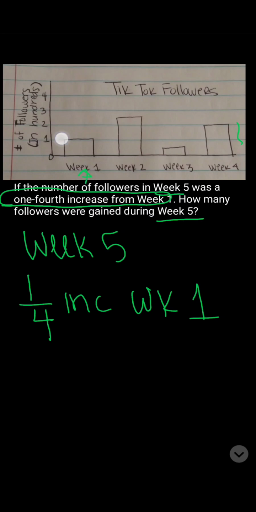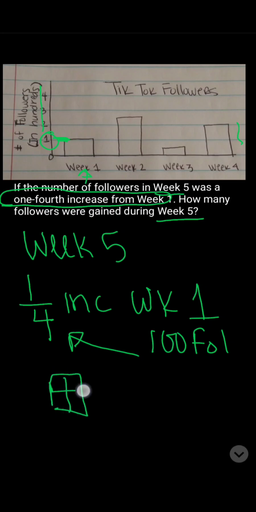How many followers did I have? Right here at the 1. And this is a graph that's in hundreds. So that means in week 1, I had 100 followers. Okay, 100 followers. I increased by 1/4, which lets me know I need to determine what 1/4 of 100 is. Since 1/4 is a fraction, it tells me this is split into 4 parts. And I want one of those parts.